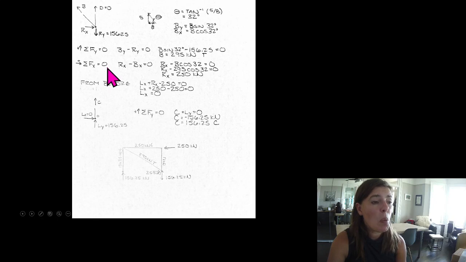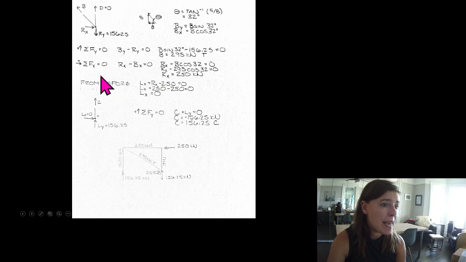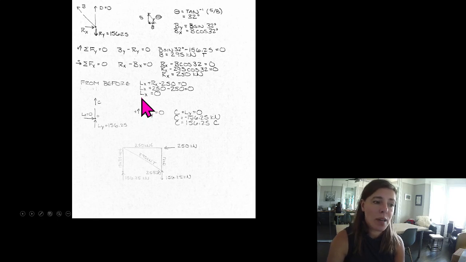The sum of the forces in the x direction, Rx in this direction, Bx in that direction. We know what Bx is. Bx is B cosine 32. We've solved for B is 295. We can solve for Rx. Rx equals 250 kilonewtons. Remember from before, we had some equation that had Lx plus Rx minus 250 kilonewtons. Let's plug the 250 kilonewtons for Rx in. Lx equals 0 kilonewtons.